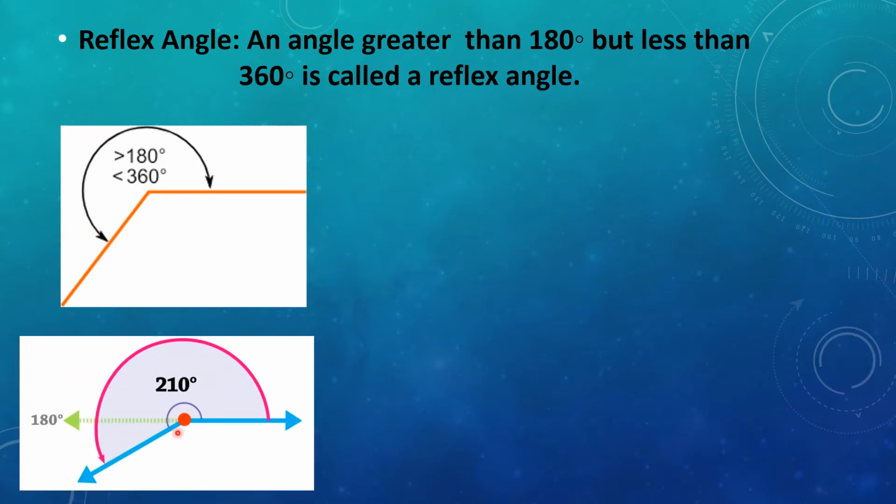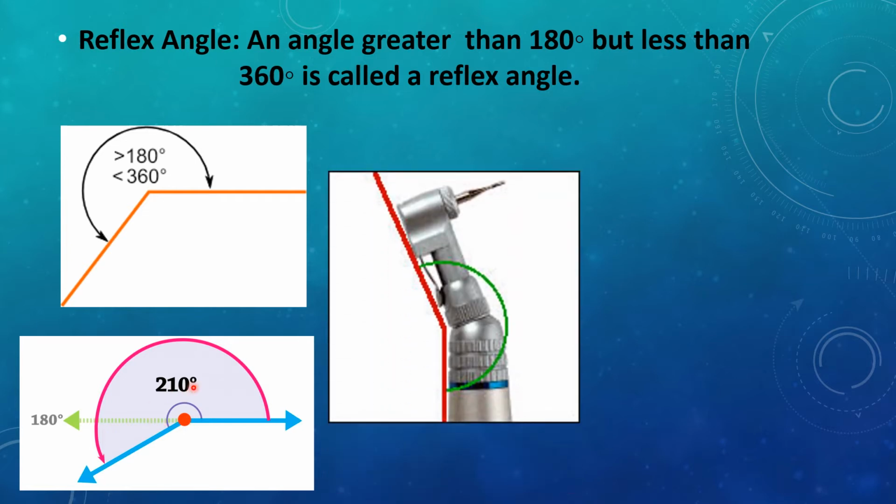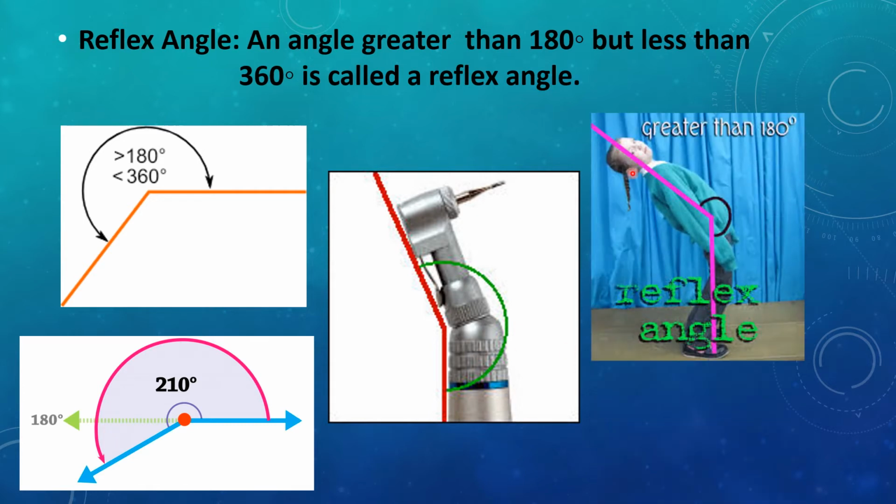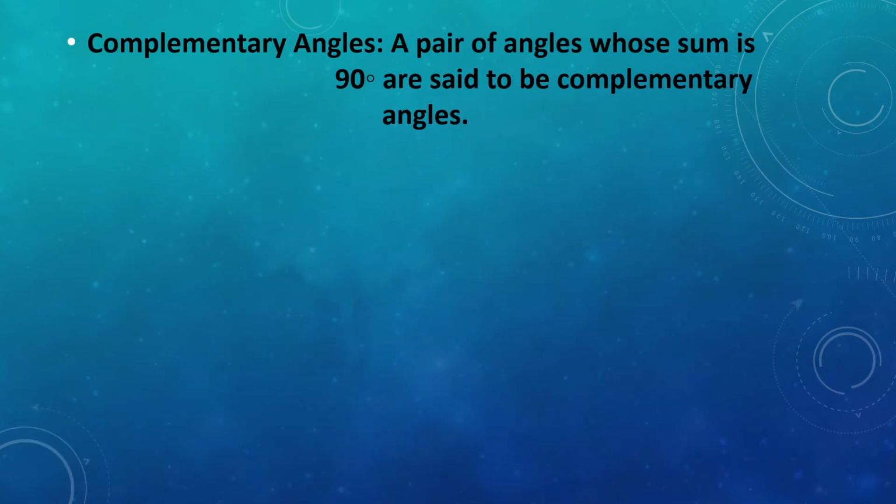Next, here the measure of this angle is 210 degrees. So 210 lies between 180 and 360 degrees, so this angle is a reflex angle. Next, in the real world, you can see that this is an instrument used by a dentist. So the angle formed here is a reflex angle. Next, when we stand in this position and measure the angle in this way, the angle formed will be a reflex angle.